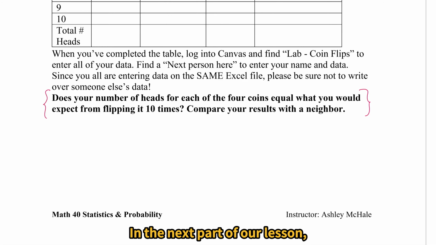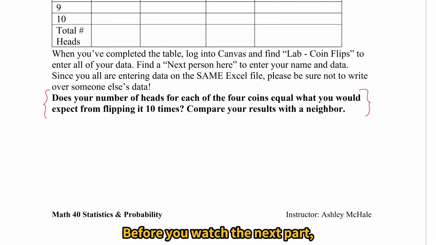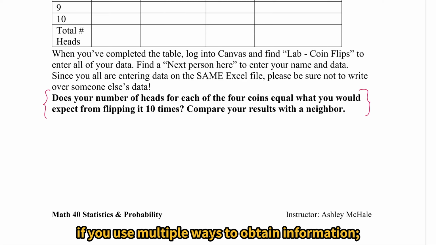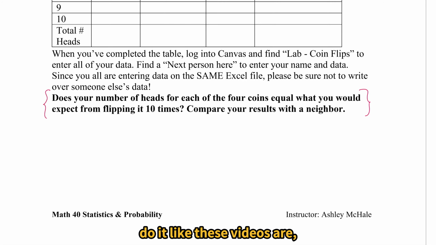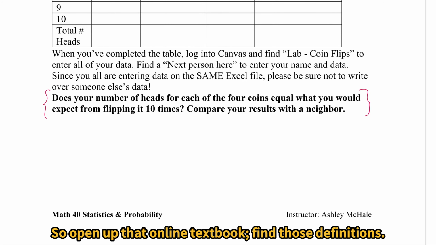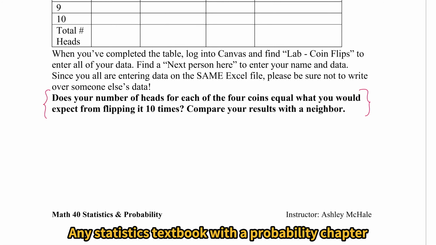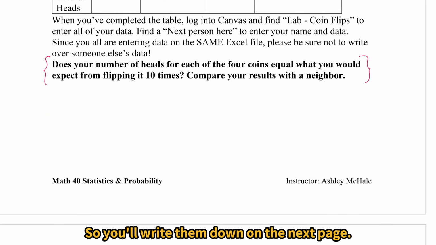So try it out. In the next part of our lesson, we'll talk about definitions of our vocabulary words. Before you watch the next part, find the definitions in your textbook and write them down. It is very helpful when you're learning a new subject if you use multiple ways to obtain information, not just hearing and seeing someone else do it like these videos are, but also reading it on your own in another context. So open up that online textbook, find those definitions, or if you're using an older edition textbook, find the definitions in those textbooks. Any statistics textbook with a probability chapter will have these definitions in them. And so you'll write them down on the next page.